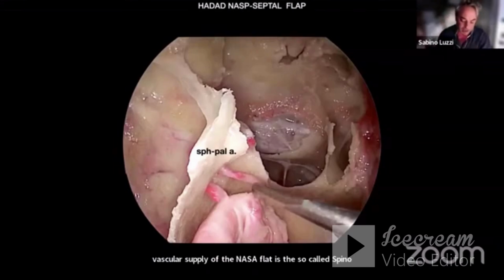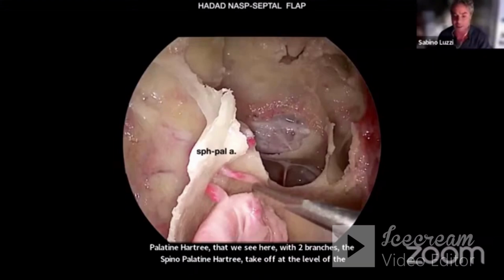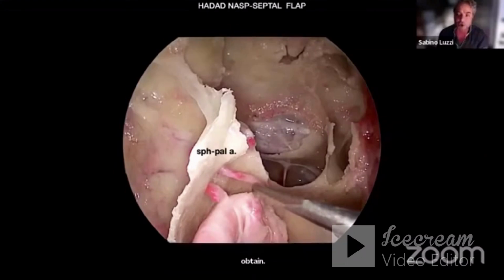The sphenopalatine artery takes off at the level of the pterygopalatine fossa from the internal maxillary artery here, and this is the core of the vascular supply of the nasoseptal flap.